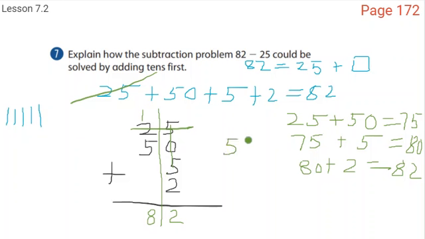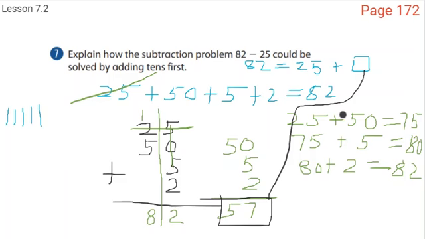I did. Okay, so we have 50 plus 5 plus 2. So add up the ones. 5 and 2 make 7. And there's 57. So 57 is that magic number. I was just adding everything up and I forgot that we're trying to find this missing number. That is 57. Boom.